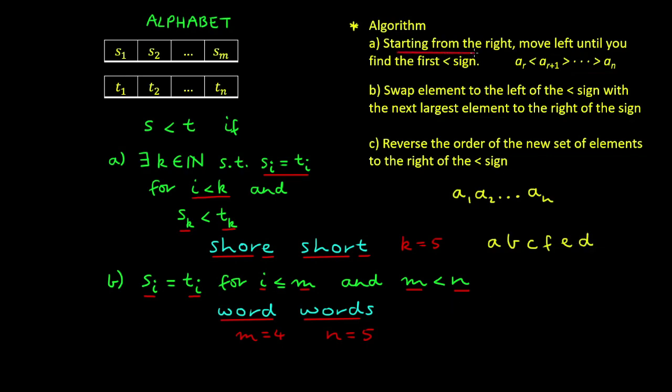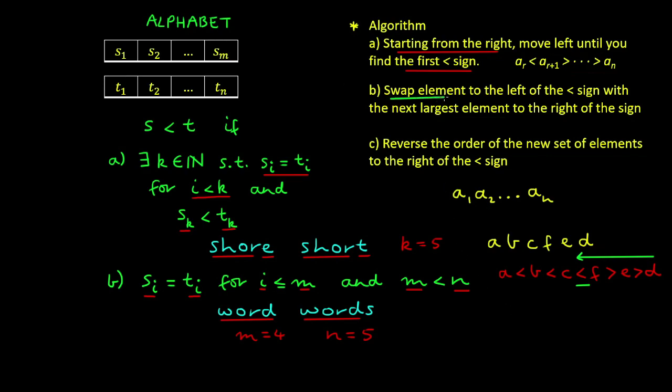So first we start from the right and move to the left to find the first less than sign. In this case, we have A is less than B, which is less than C, which is less than F, and that's greater than E, which is greater than D. So therefore, our first less than sign from the right is after C.